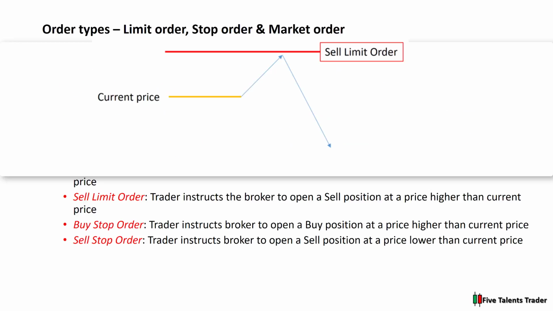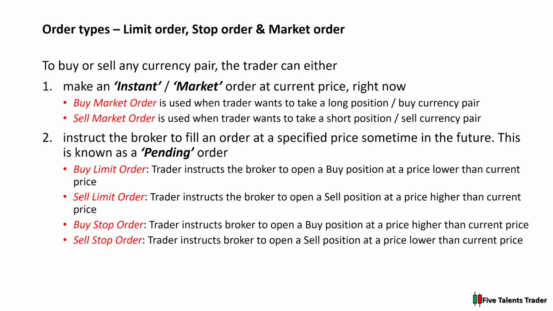The sell limit order, again, remember sell meaning that I anticipate the price will go down. However, I'm not going to take an instant market order. I want to take the trade at a future time, at a future price, at a different price. And for the sell limit order, I'm expecting price to rise first. And so I want to take a sell trade at a price higher than the current price. And it's just reverse for the buy stop order.